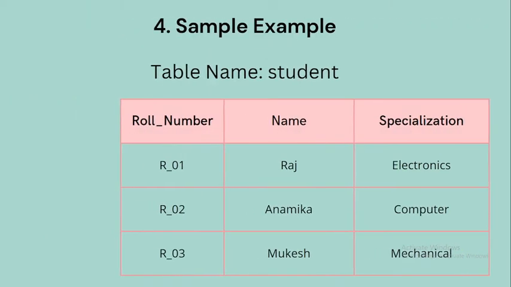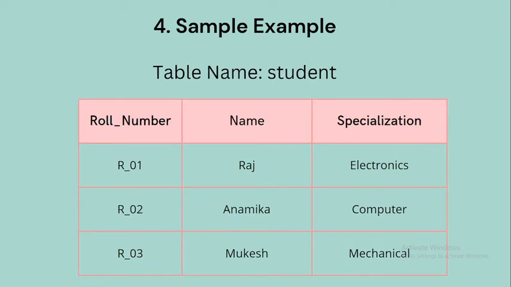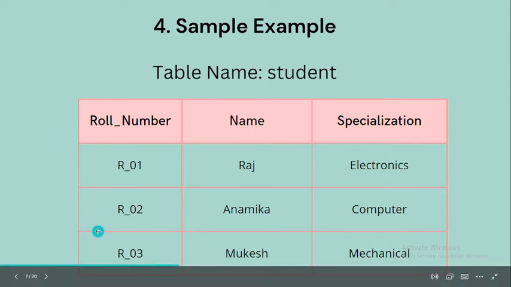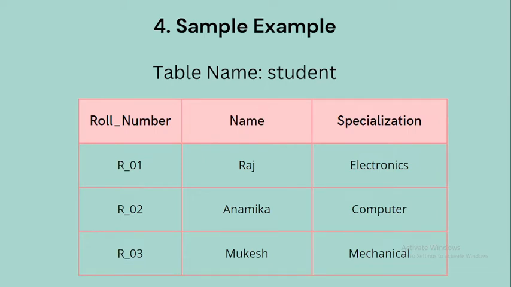So let's see one sample example. Here you can see the name of the table is student. We have three columns in this particular table as well as three rows available. This is row 1, this is row 2 and this is row 3. It means we have three columns and three rows. This is our input table and our output table will also be the same.